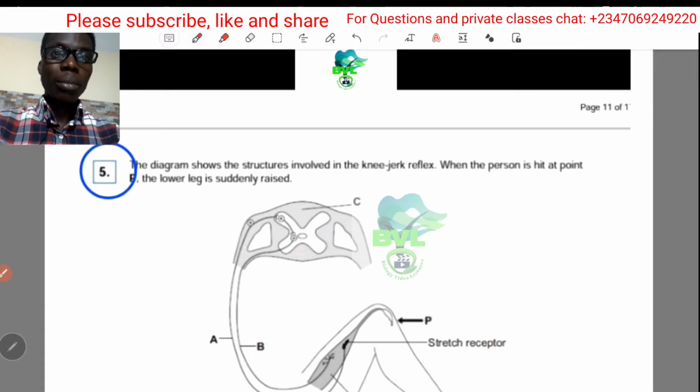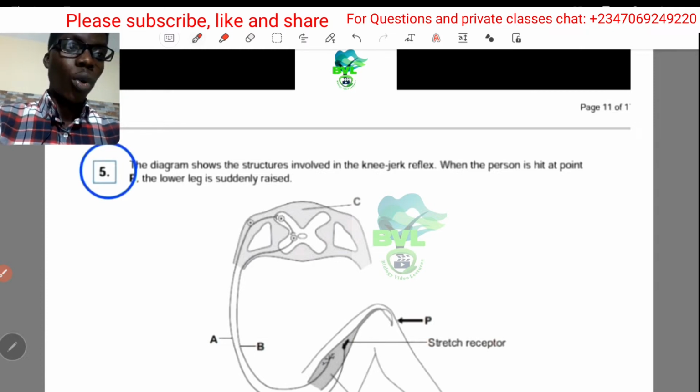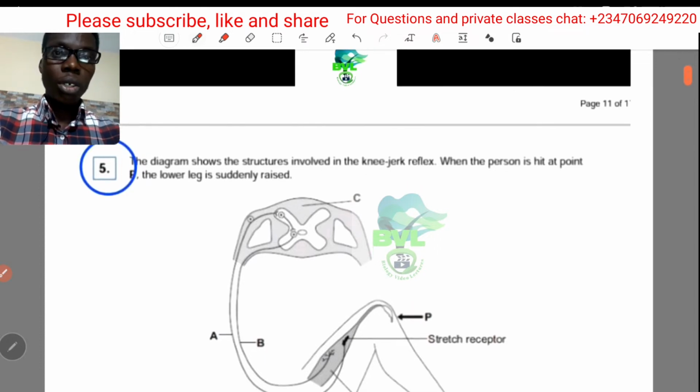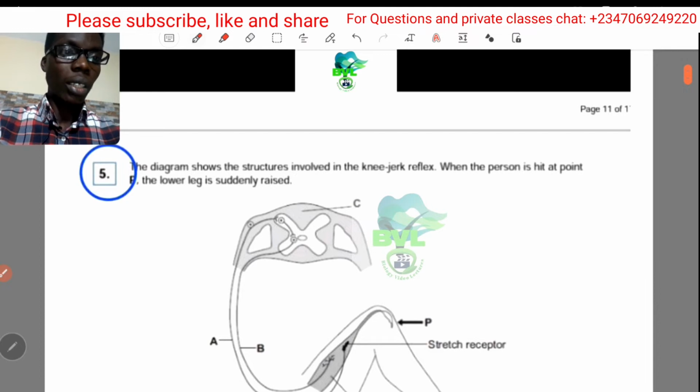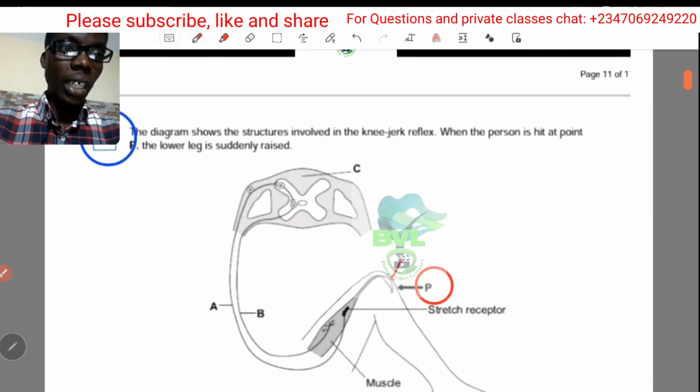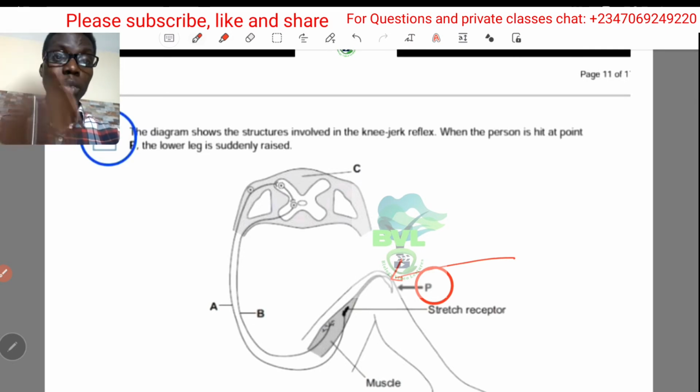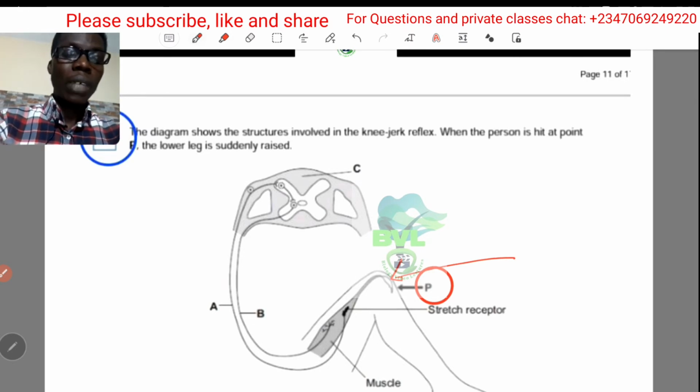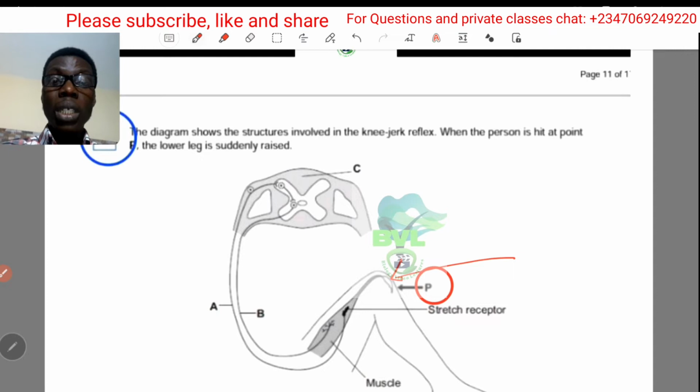Now, the diagram shows the structures involved in the knee-jerk reflex. When the person is hit at a point P, sorry, that blue thing has covered that. It's referring to this part here. The lower leg suddenly is raised. So it's saying that if the person is hit at this point, and actually, this is an experiment that could be done even in the laboratory with something called a patella hammer. So let's look at this together.